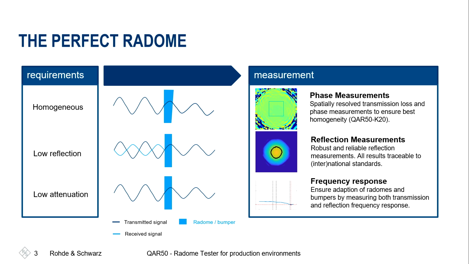Low reflectivity, we also measure the reflection. So that means we can directly measure the reflection with the QAR50. Same for the attenuation. We also measure the attenuation and we measure also the frequency response. So you can even check that the adaptation of the radome to the specific frequency of the radar is ensured all the time throughout the process.